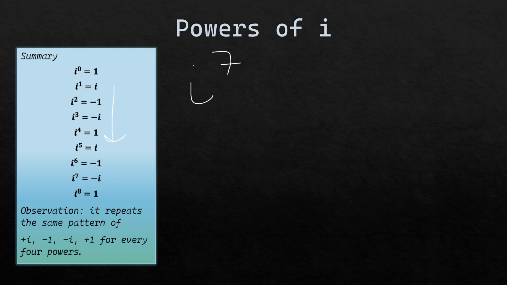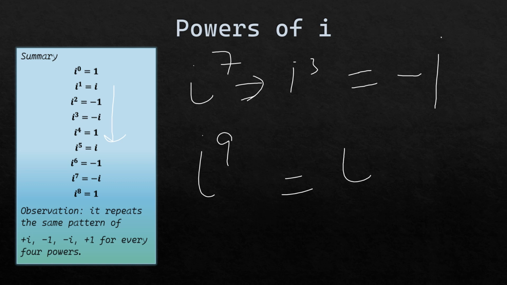Now this one is 1 less than the multiple of 4, meaning it will correspond to the value of i to the exponent 3, and that will give us negative i. Simple. i to the exponent 9 will correspond to the value of i to the exponent 1. This is 3 less than 12, which is a multiple of 4. So you get 1. Alright, so it's equal to i. So that's the way to do it so quickly.